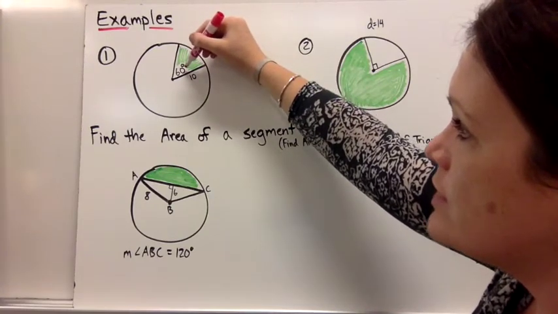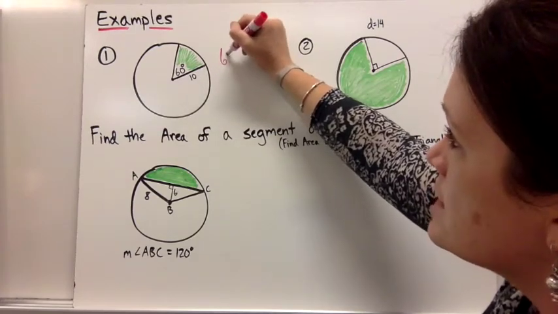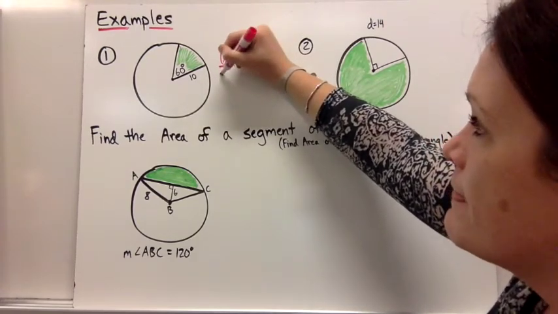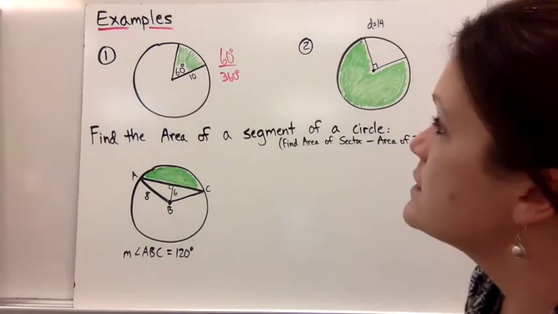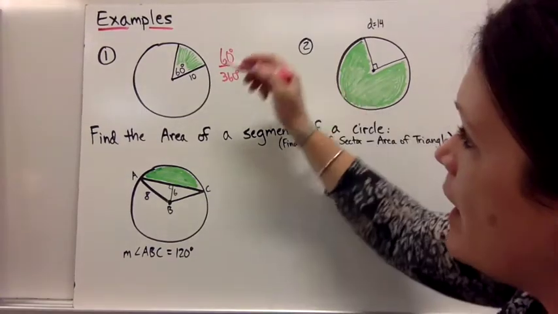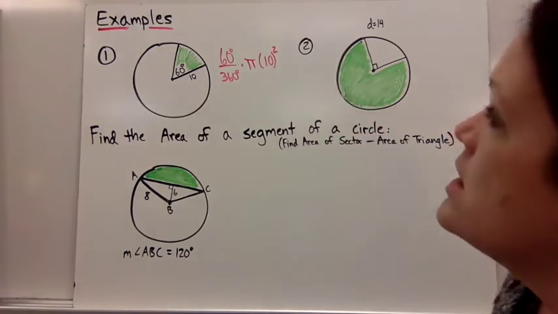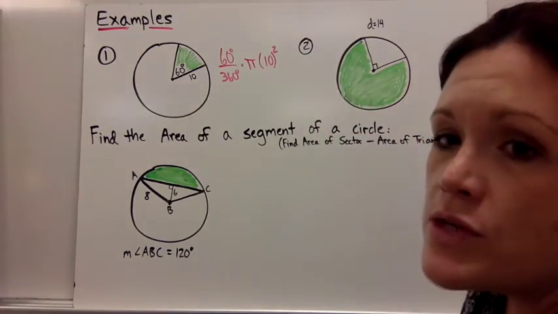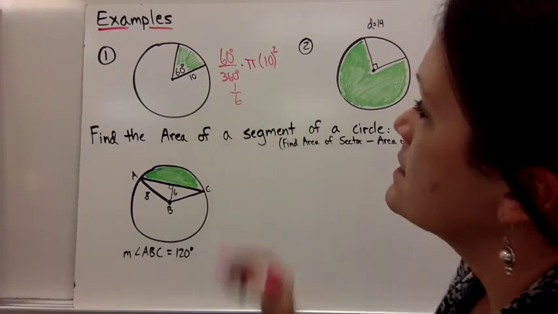Usually they'll give us enough information to know the degree of that angle. So we know it's 60 degrees because that was given, over the total of our circle, which is always 360 degrees, times the area of our circle, which would be pi r squared, so pi times 10 squared. And 60 over 360 will reduce, so we have 1/6 of our circle.